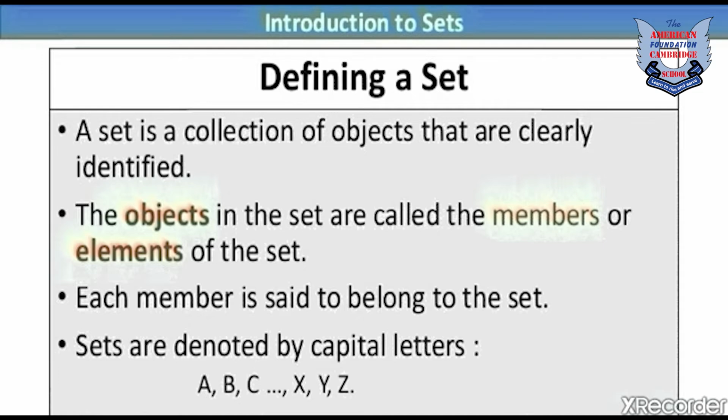So in short, you can say that a set is a collection of objects that are clearly identified. The objects in the set are called the members or elements of the set. Each member is said to belong to the set, and these sets can be represented by capital letters.